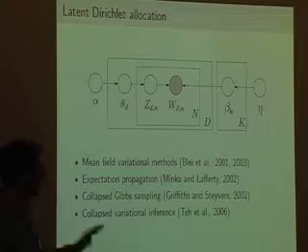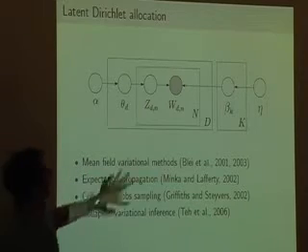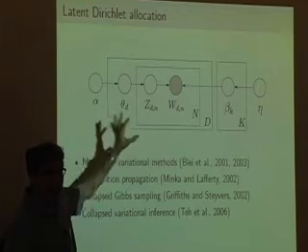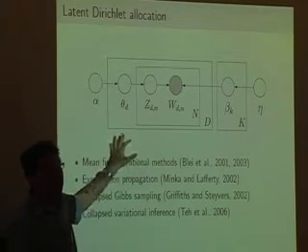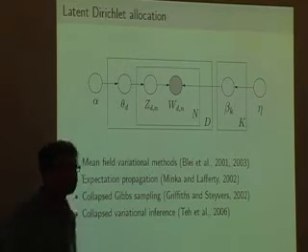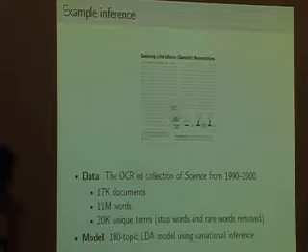So all this is to say, we can't really compute that hidden structure that we want to, but we can approximate it, and that's what we're going to do. Okay, so let's look at some examples.